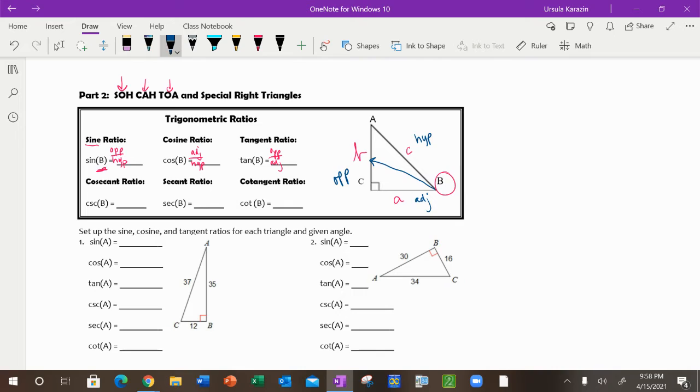So if we go up here now and we want to make fractions or ratios, a ratio is just a fraction, with these sides, then the opposite is side b and the hypotenuse is side c.